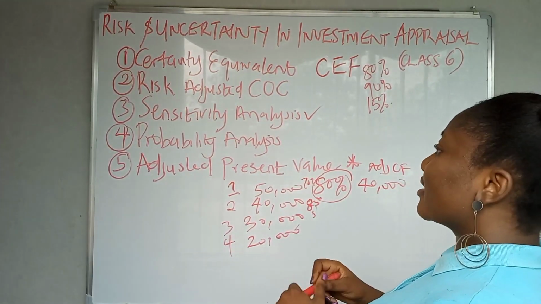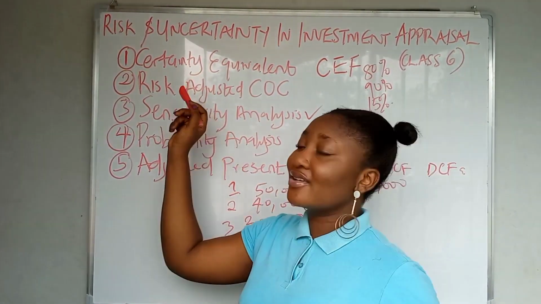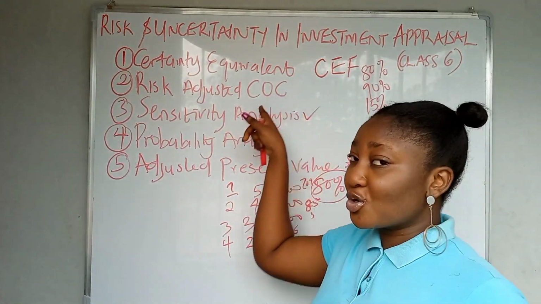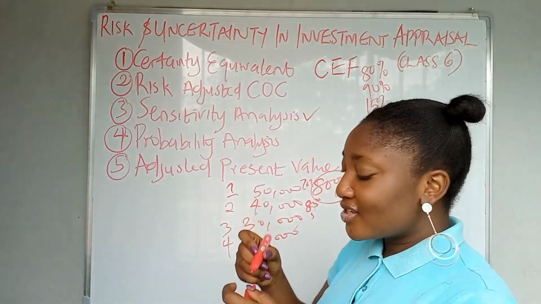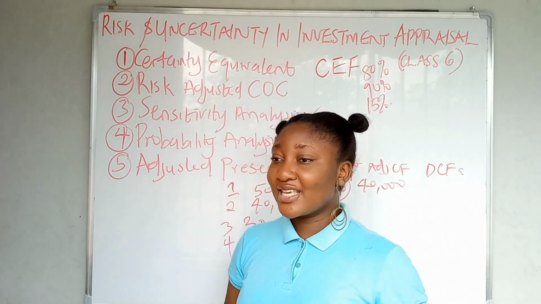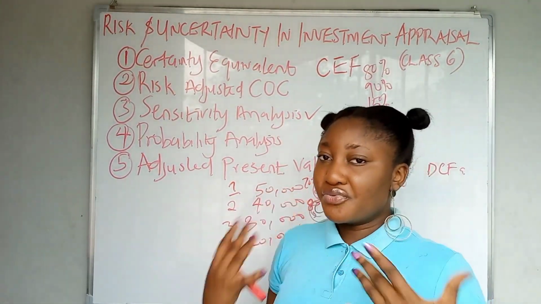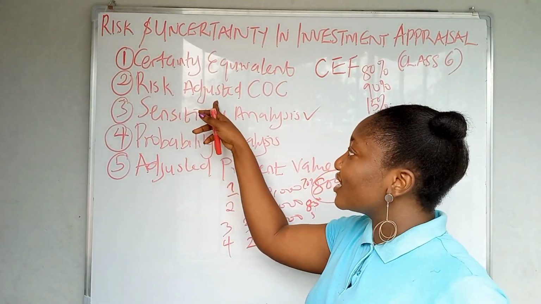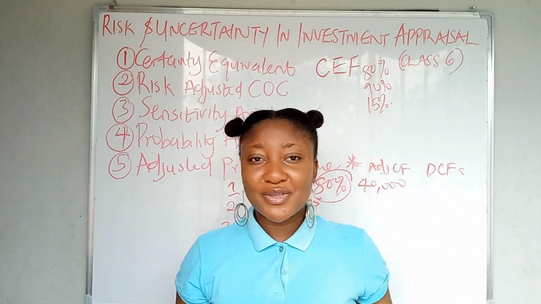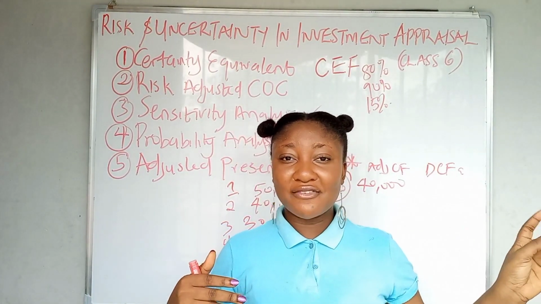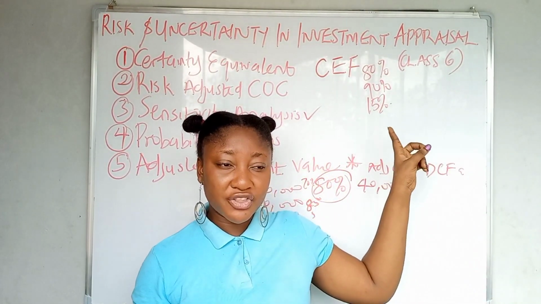So that makes sense. Now let's move to the next approach, risk adjusted cost of capital. We have done this in WACC. Investment appraisal, like I said earlier, comes with risk. So this approach is saying that you should adjust the cost of capital. If there's an existing cost of capital, like we've already done in WACC, weighted average cost of capital, I'll link the particular video up here.